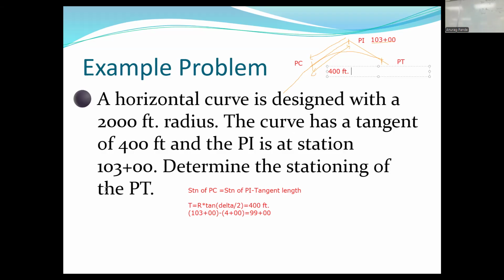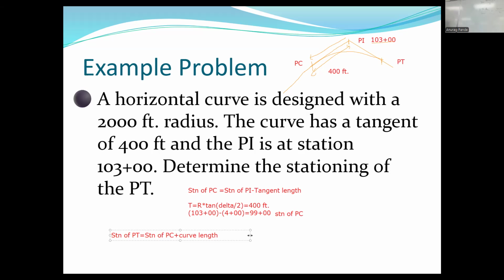Now, this is the tricky part. I've seen students make mistakes here. So this is my stationing of PC. Stationing of PC is 99 plus 00. Now to get the stationing of PT, you find the station of PC, which we just did, and you add to that the curve length, or length of the curve. But this is the tricky part. Now the length of the curve is the actual circular arc length.